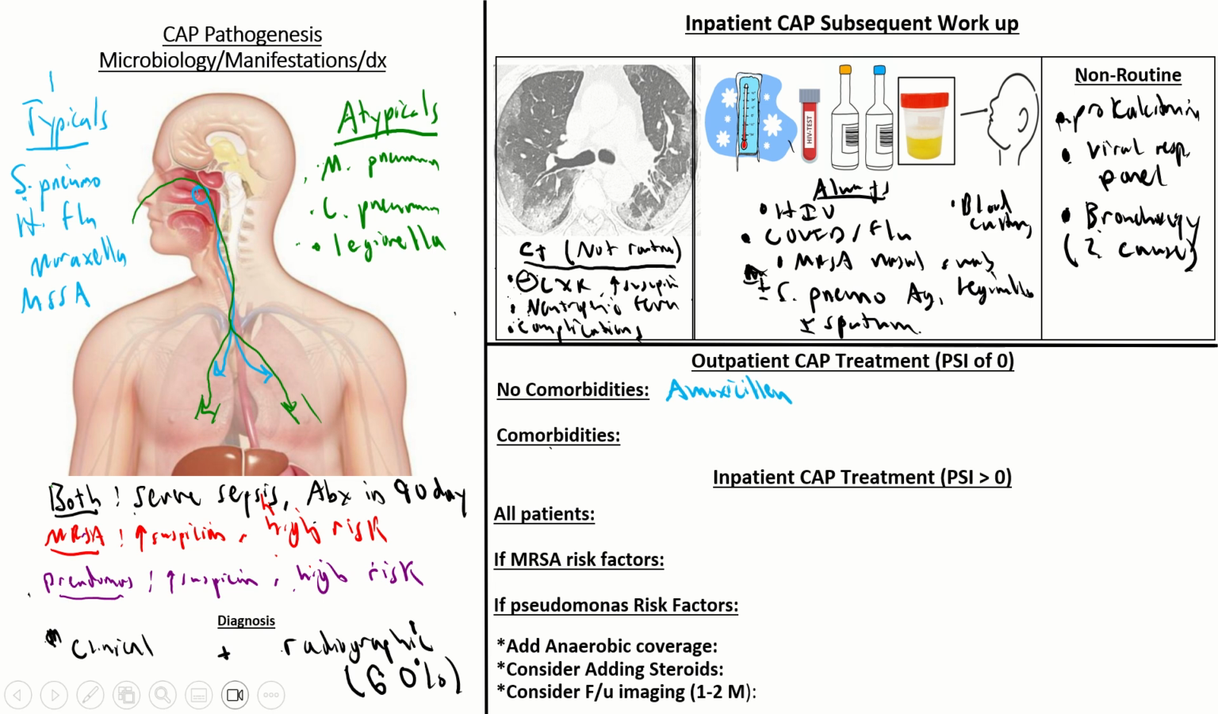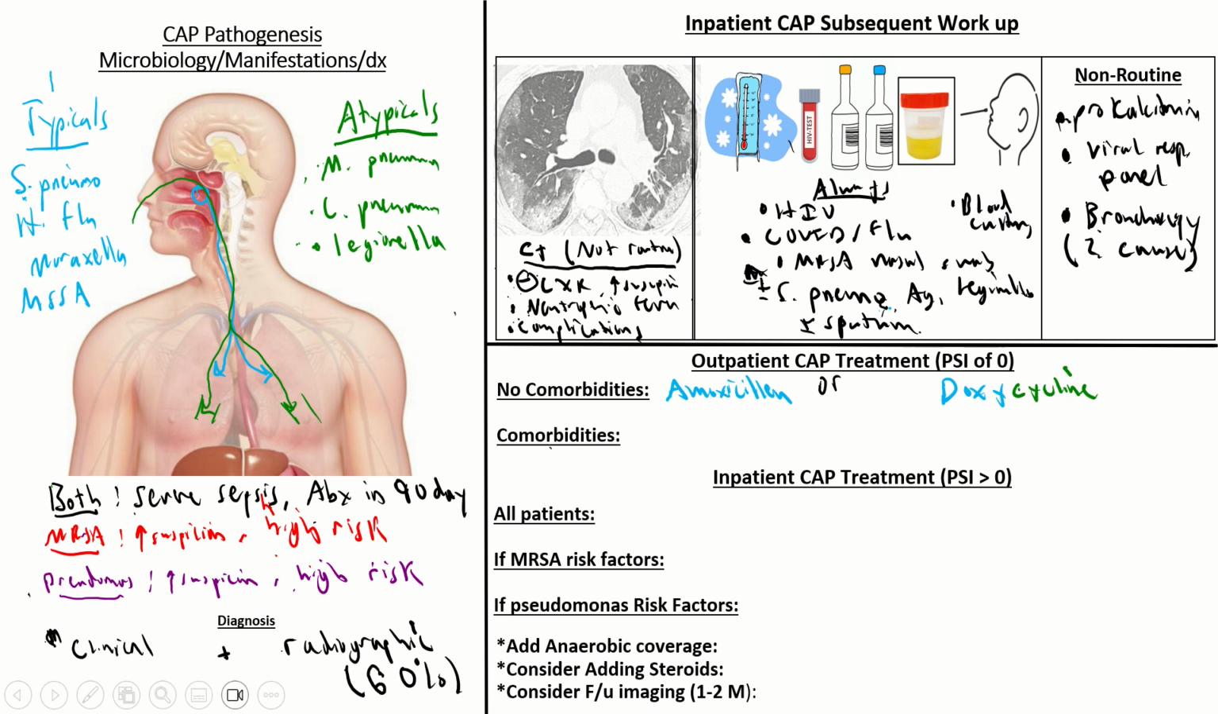Now you kind of see it covers typicals, so I got in blue. It doesn't cover atypicals as well, but your thought is that the patient doesn't have comorbidities. If it is an atypical pneumonia, it will probably get better. Or another one that you can think about is going to be your doxycycline. Now doxycycline doesn't cover your typical pneumonias that well, so maybe not the best choice. But these are going to be your choices for treating a patient with no comorbidities.